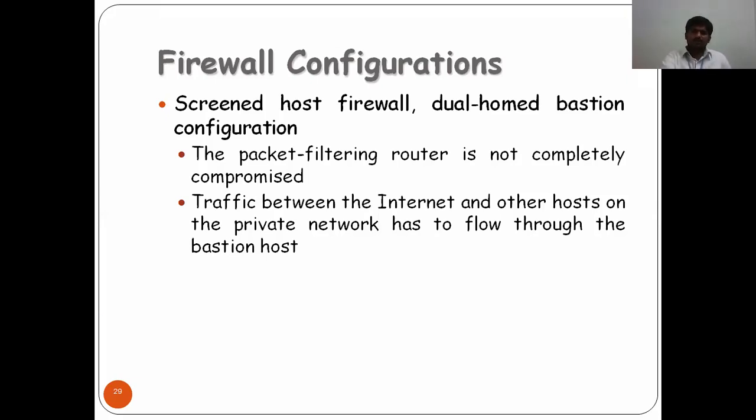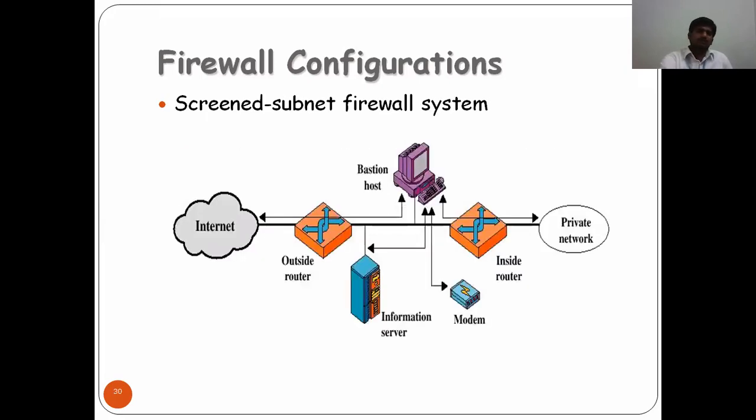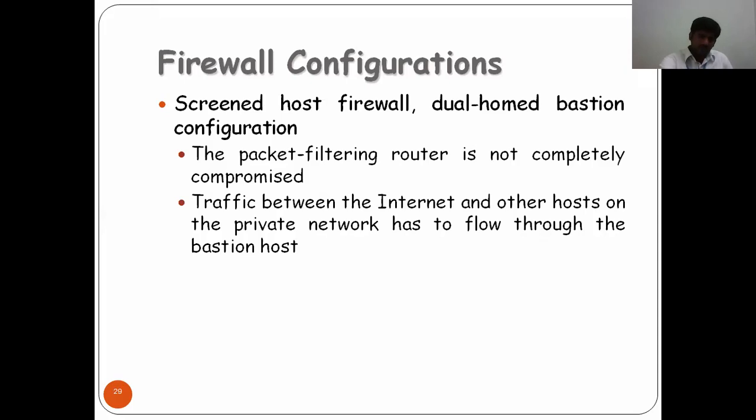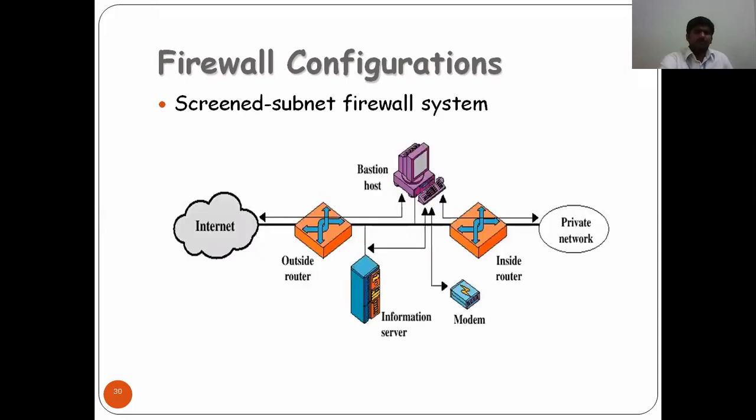and it must be confirmed that the network data must pass through the bastion host. Then only with the private networks, while other networks will follow. For that we may have some network in between, which we will follow. So the screened subnet firewall system. Another one is about the screened subnet firewall system.